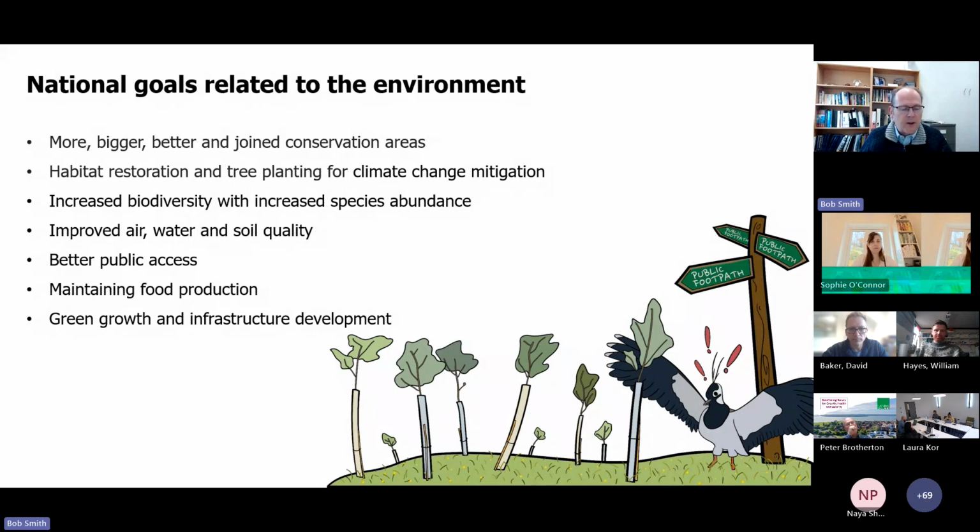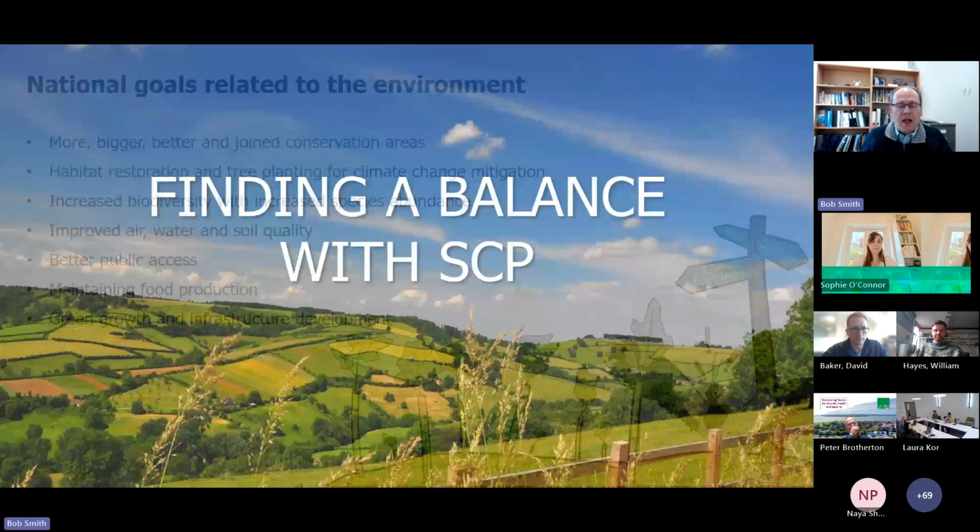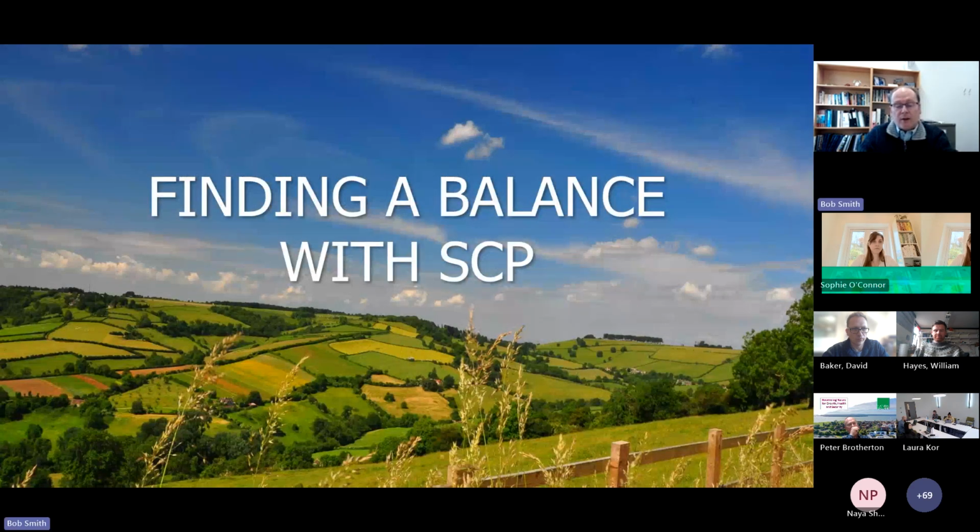And as that little confused lapwing shows, there are lots of different policies, lots of different activities, which sometimes contradict and certainly need to be managed in a way that accounts for all these different constraints. And this is why we think systematic conservation planning can play a really major role in informing decision-making in England.